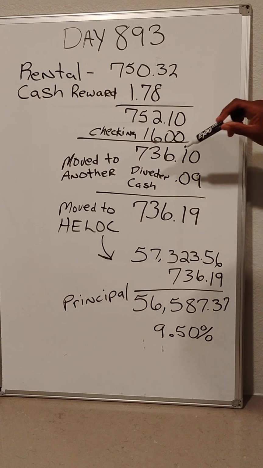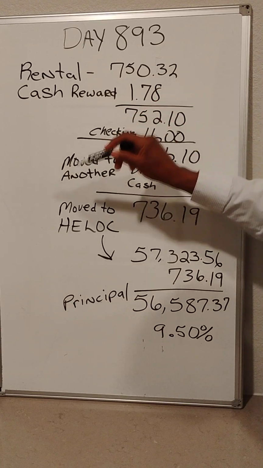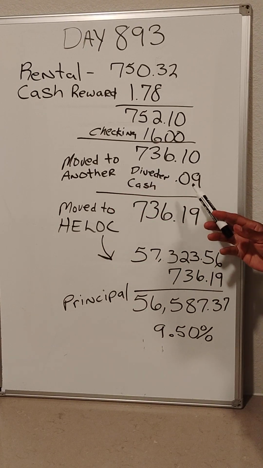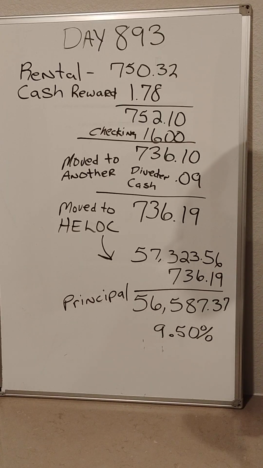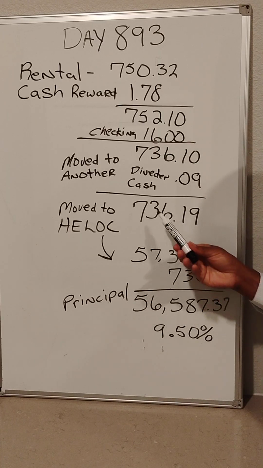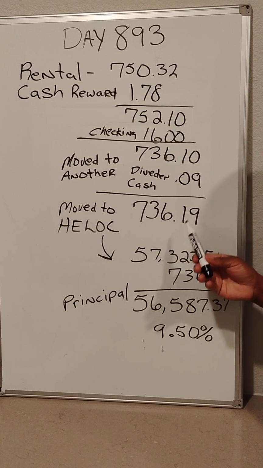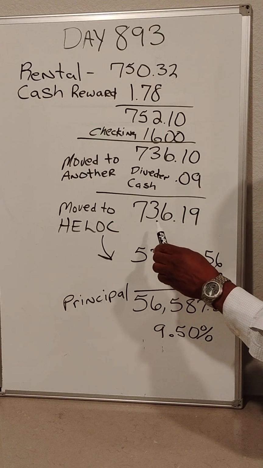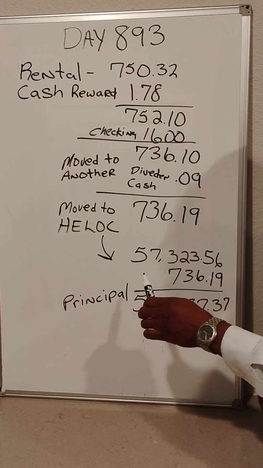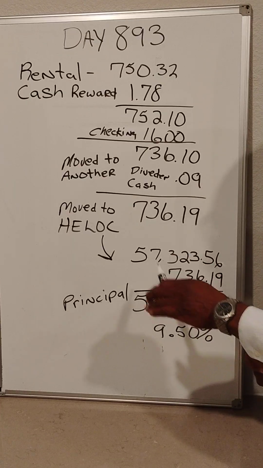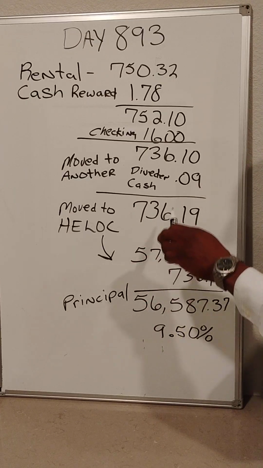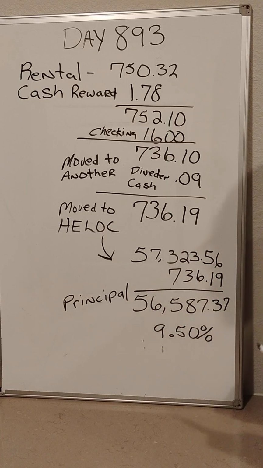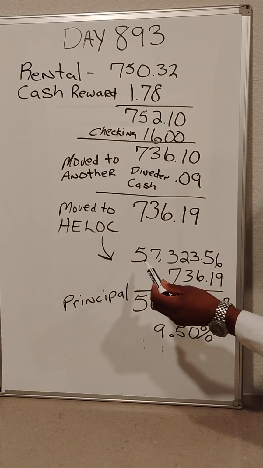$736.10. Now, once I moved this $736 over to another checking account that has my HELOC in it, I had 9 cents in dividends sitting and waiting for me there. So I picked up $736.19. Now, from that, I moved this $736. I've already made a payment earlier in the month on the HELOC, so everything now is going in directly against the principal.